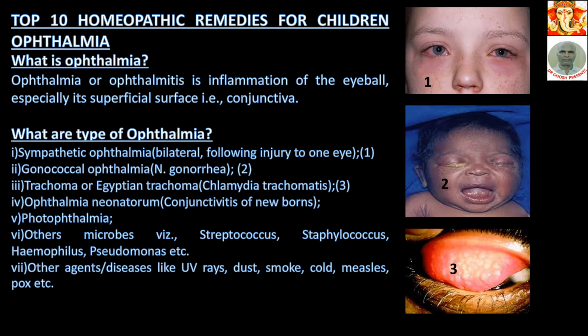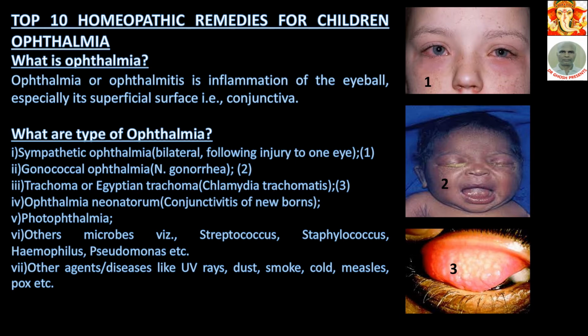Top 10 homeopathic remedies for children's ophthalmia. What is ophthalmia? Ophthalmia or ophthalmitis is inflammation of the eyeball, especially its superficial surface, that is the conjunctiva. There are so many types of ophthalmia.